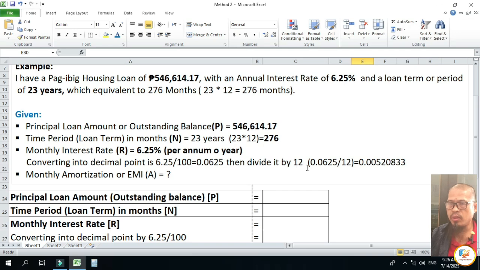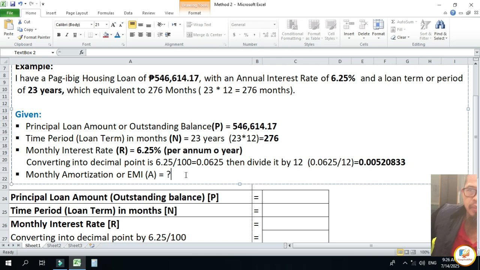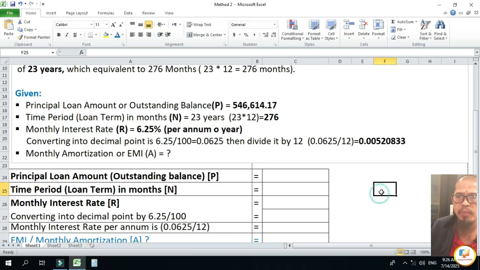Why 12? Because 1 year is equivalent to 12 months. So 0.0625 divided by 12 gives 0.00520833. This is our monthly interest rate. So to compute the monthly amortization, now the principal loan amount, we're going to copy this amount here.